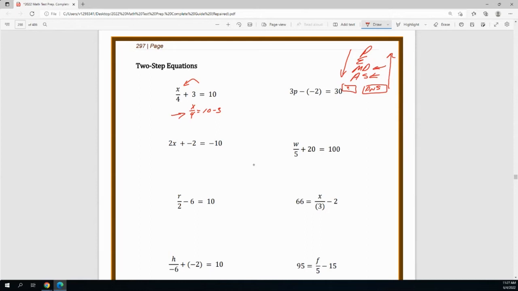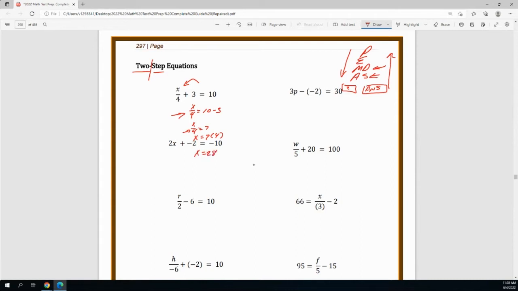So we're going to do this step by step. Again, two-step equations. So 10 take 3 is going to leave 7. So I'm going to be left with x divided by 4 equals 7. Now I can move to the opposite of division. What is the opposite of division? Multiplication. So I want to multiply the other side by 4. So I want to have x equals 7 times 4. See that? And 7 times 4 is 28. And there's my final answer.